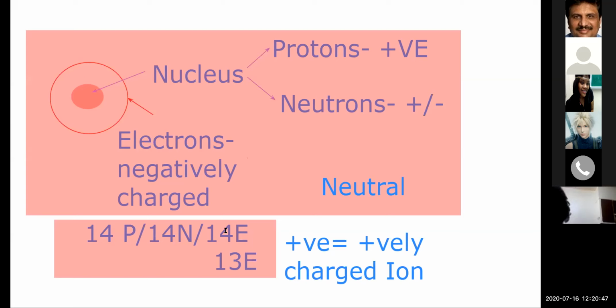Okay, so the question was, what are the charges on protons, neutrons, and electrons? Protons are positively charged, neutrons are neutrally charged, and electrons are negatively charged. The net charge on an atom is neutral because protons and electrons balance each other. In a situation where an atom loses an electron, it becomes a positive ion. And in another situation where an atom gains an electron, it becomes a negative ion. So I went a little bit more into defining electrons, protons, and neutrons.